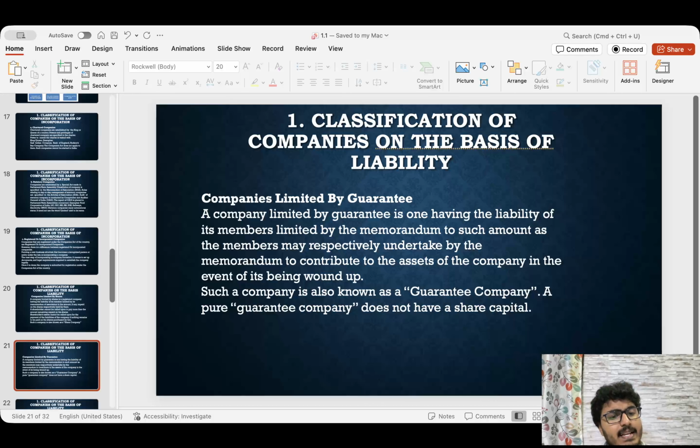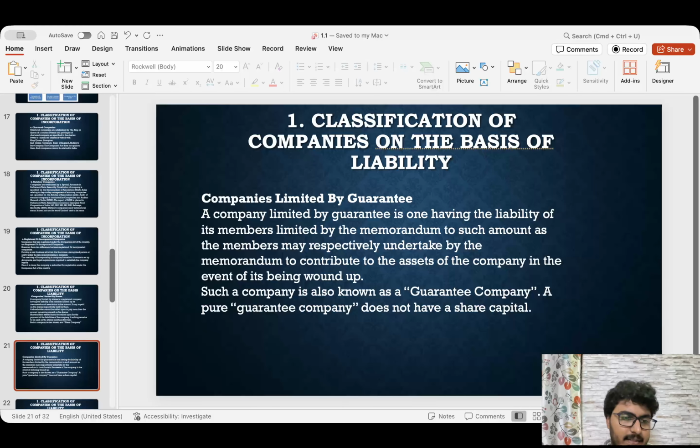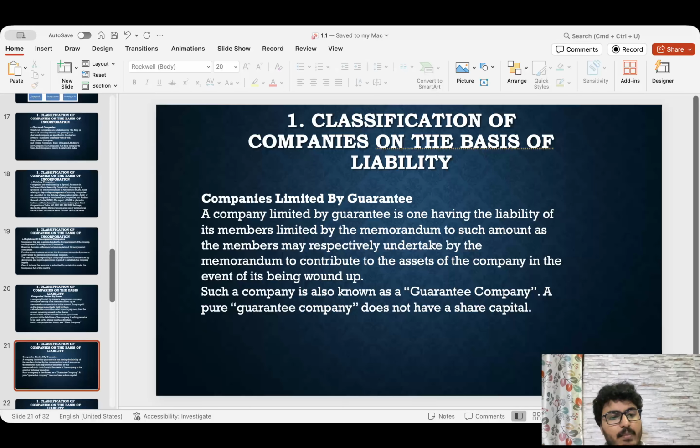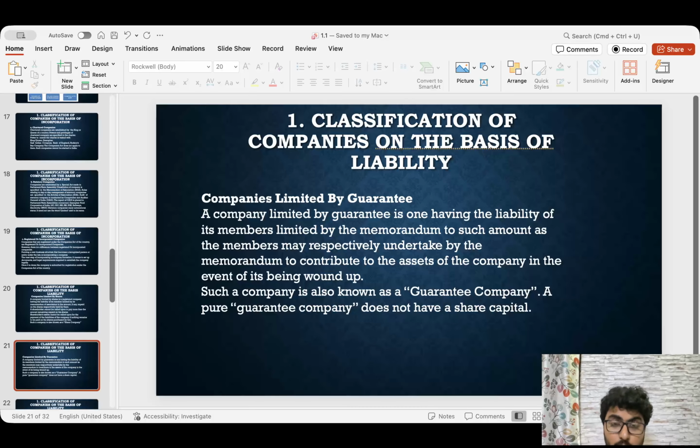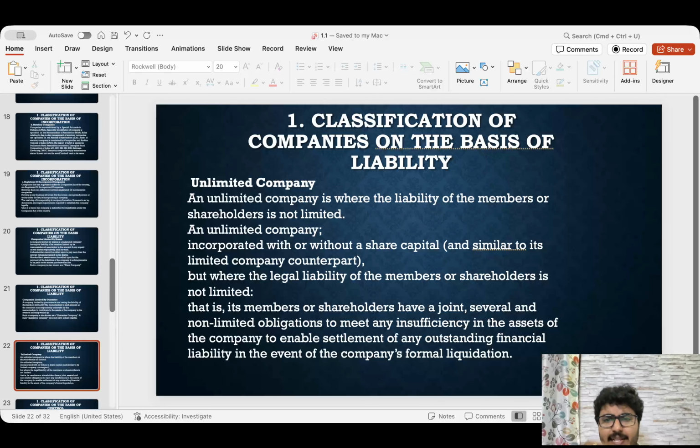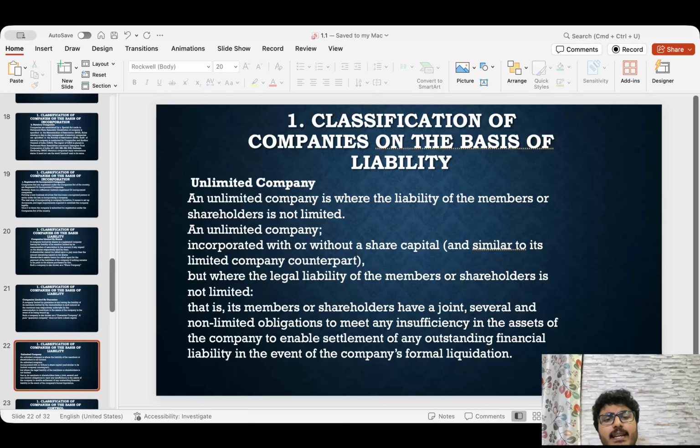So, basically a company limited by guarantee limits the liability of the members to the amount they agree to contribute during winding up, and these companies generally do not have share capital. They are commonly formed for charitable purposes, educational purposes, cultural purposes, or non-profit purposes. Next, on the basis of liability, the third type, the unlimited company.